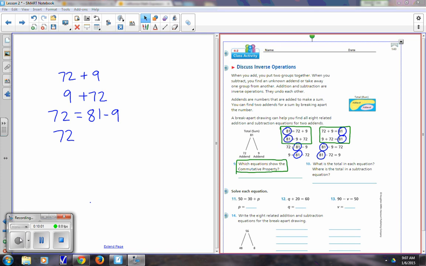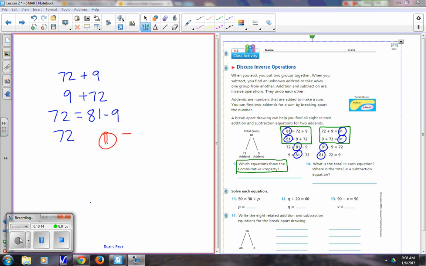With solving these equations, 11, 12, and 13, we talked about it yesterday. I'm going to make number 11 bigger over here. In order to figure out what P is, what do I need to do? I need to figure out what was added to 30 to get 50. How do I do that? Everybody say it. Use the inverse operation, which is subtraction.